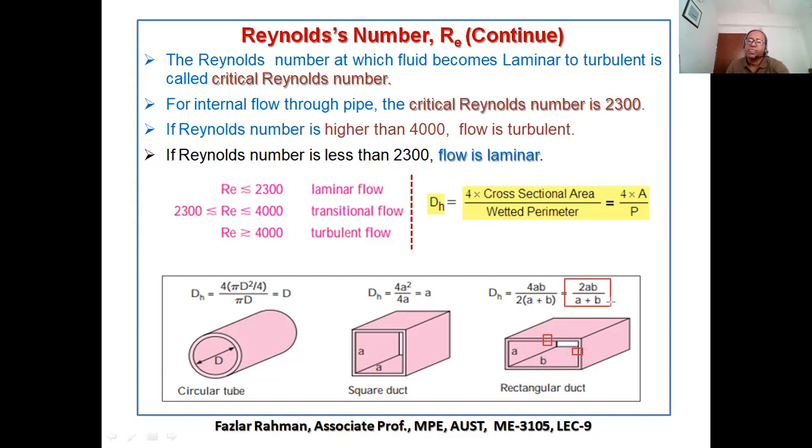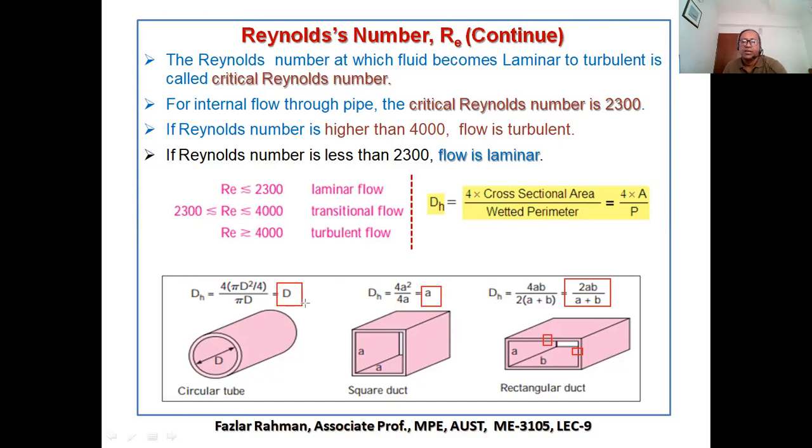Hydraulic diameter for a rectangular pipe or duct. That means you are getting the equivalent diameter of the rectangular duct. If you have a square duct, then 4 into A square, area is A square. What is the length? The length is the same, so 4A. So finally you are getting only A. Similarly, for a circular tube or pipe, it is only D, which is the hydraulic diameter.